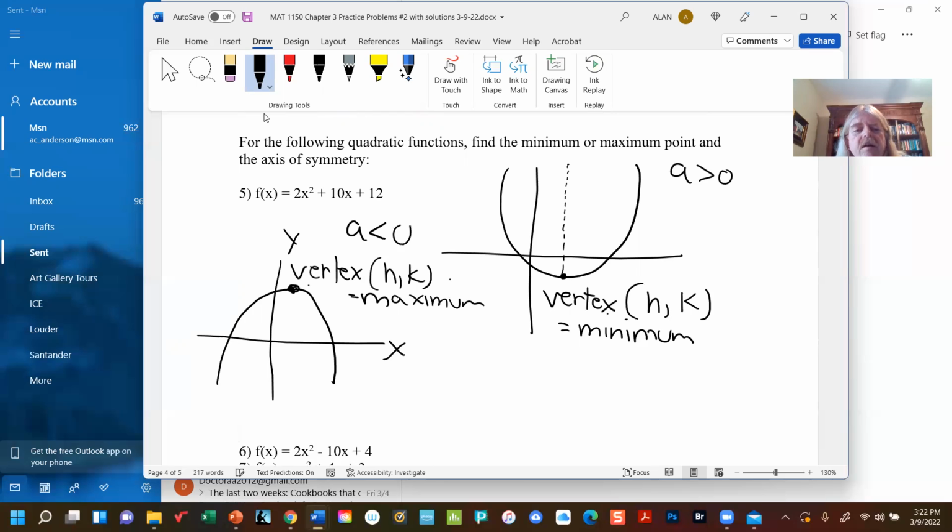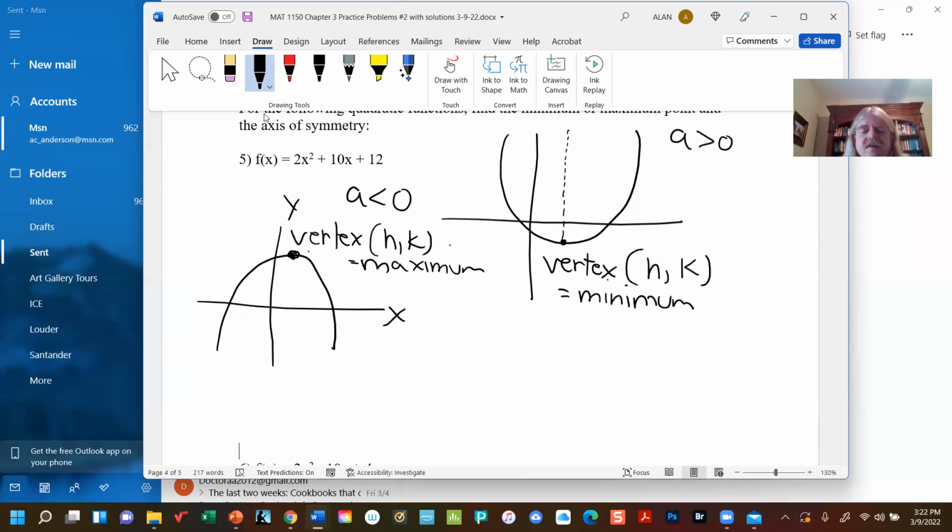And so therefore, you can't have both. There's not going to be both a maximum and a minimum. It's either one or the other. And that in turn is simply equal to the vertex. And then again, the axis of symmetry is just simply the vertical line that cuts through this vertex.